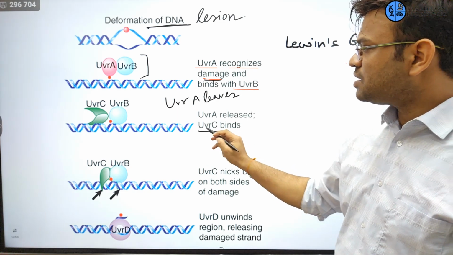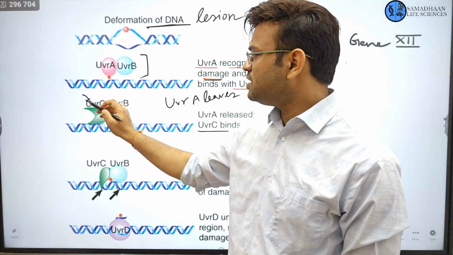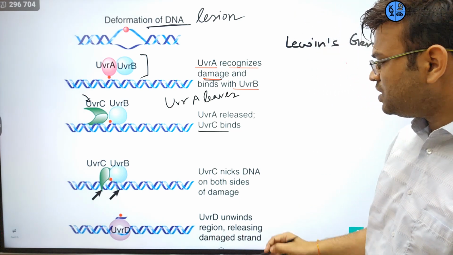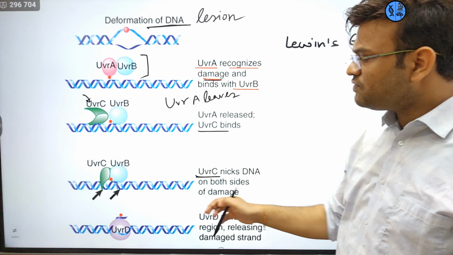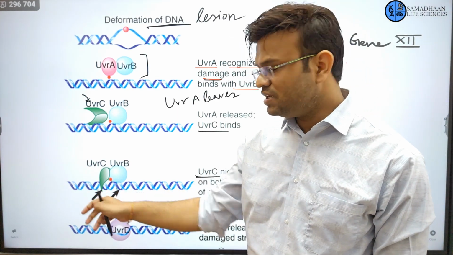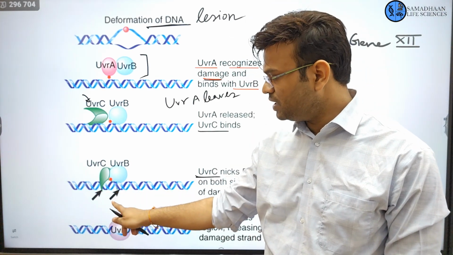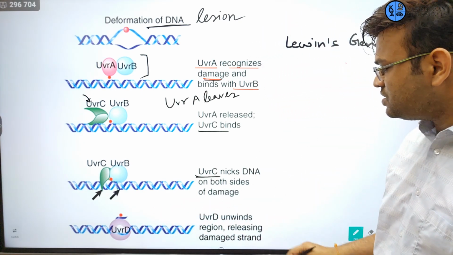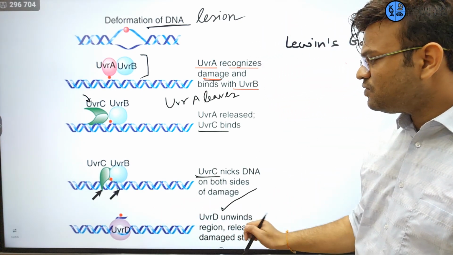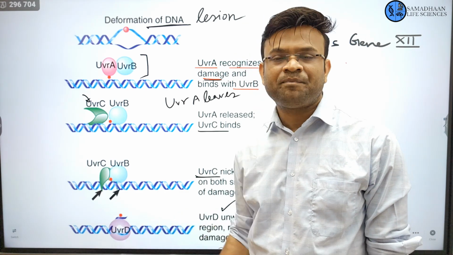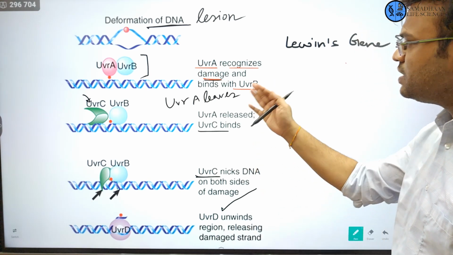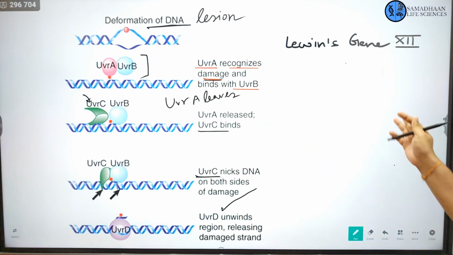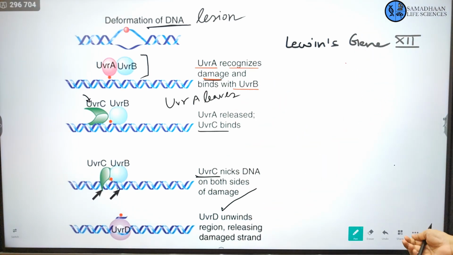UvrA is replaced by UvrC. You can see this is UvrC, binding with UvrB, and the function of UvrC, as I have said already, is nicking on both sides of the lesion. You can see that the nicks have been made on both sides of the lesion, and then finally UvrD would come. It would break the hydrogen bonds between the two strands. In this way, the hydrogen bonds would be broken. You can take a photograph of this and we can move on to the next slide.